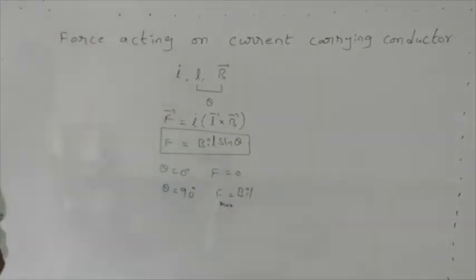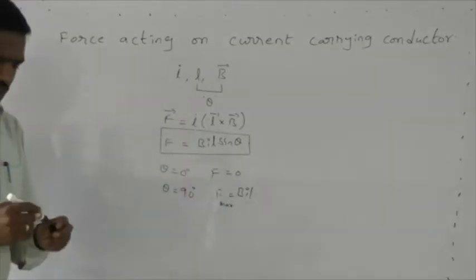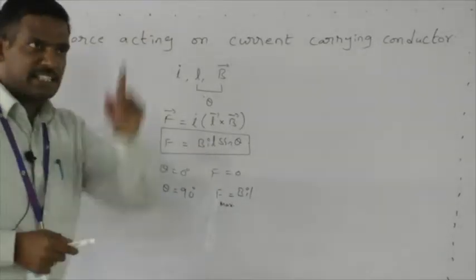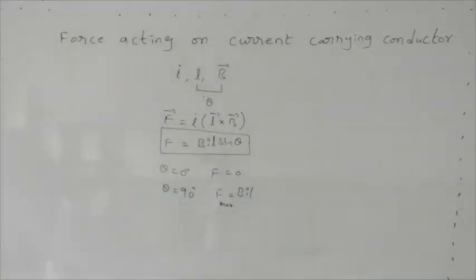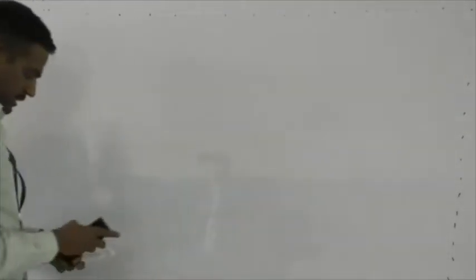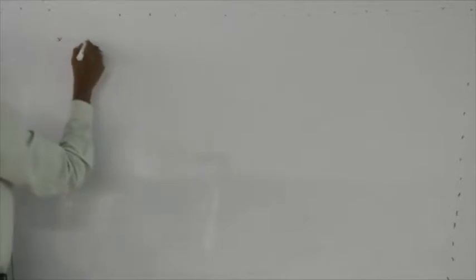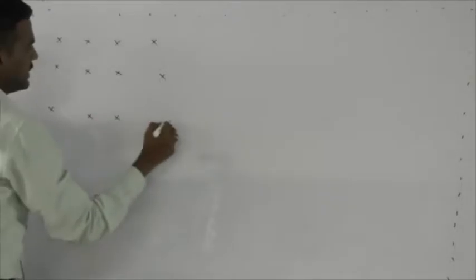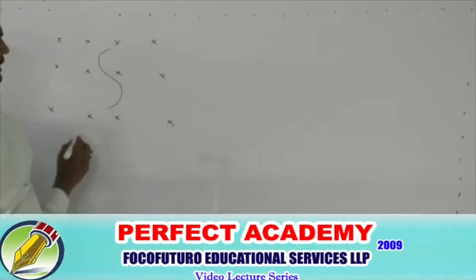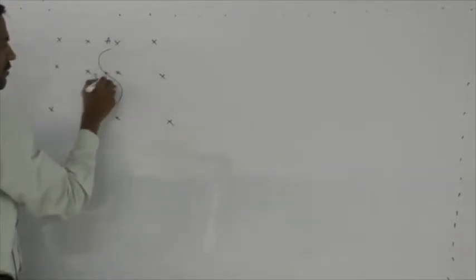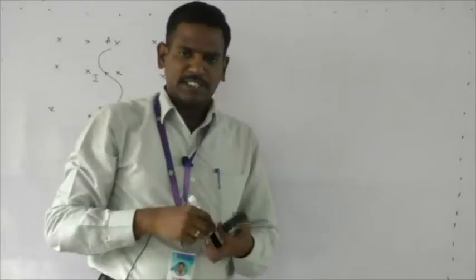Now let us see some special things related to the force acting on a current carrying conductor. Here I told about the force on a conductor whose length L is a straight line. So let us suppose I have an arbitrarily shaped conductor in a uniform transverse magnetic field. Let this be the starting point A, this the ending point B, and it carries current I. What is the direction of the force acting on the conductor?